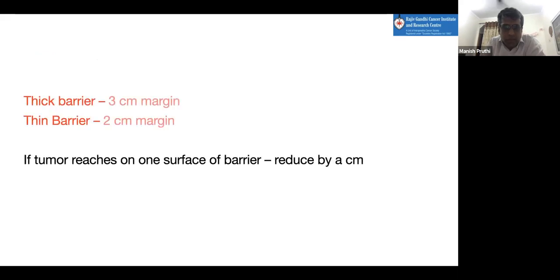So based on this, they quantified the thick barrier into a 3 centimeter margin and a thin barrier into a 2 centimeter margin. And if a tumor reaches one surface of a barrier, we have to reduce it by a centimeter.